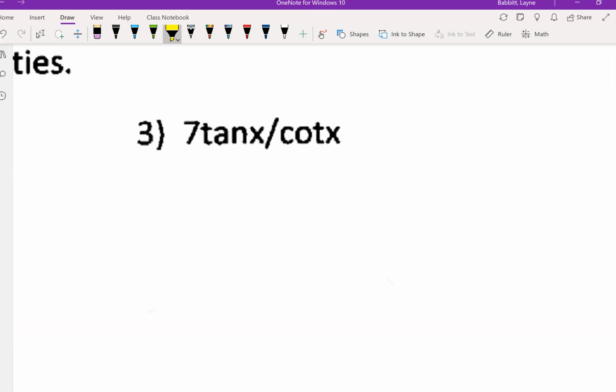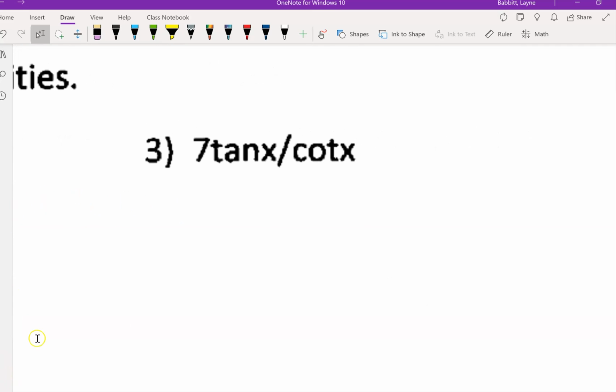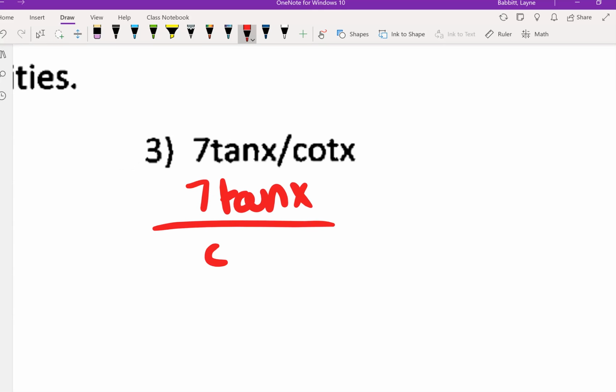Moving on. All right, so again, I've got cotangent. Don't love dealing with cotangent. I'd rather deal with tangent, so I'm going to do some converting with my reciprocal identities. Rewrite this a little bit as 7 tangent of x over cotangent of x. It's just easier for me to visualize it that way. And then I'm going to replace this cotangent of x with 1 over tangent of x, because that's what cotangent is. Now when I'm dividing fractions, that's the same as just multiplying by the reciprocal.